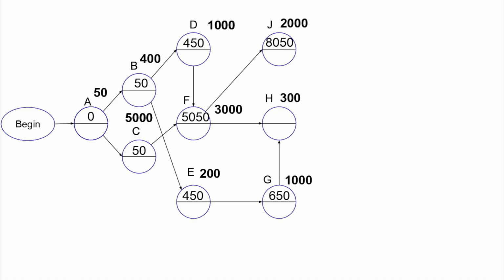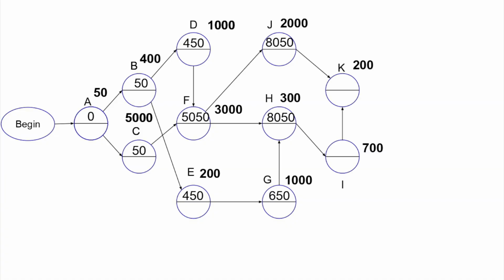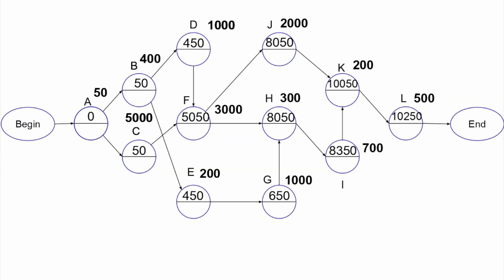We calculate for node G, then node H. The next nodes are K and I. We calculate for I, then K, then node L, then finally the end node.